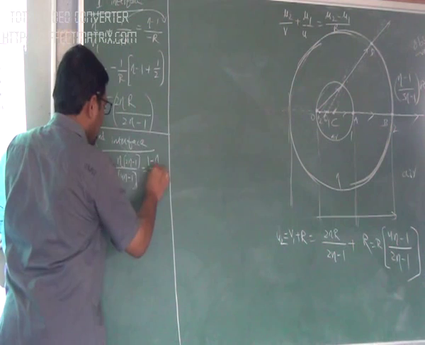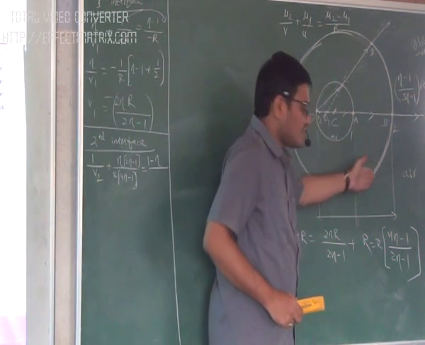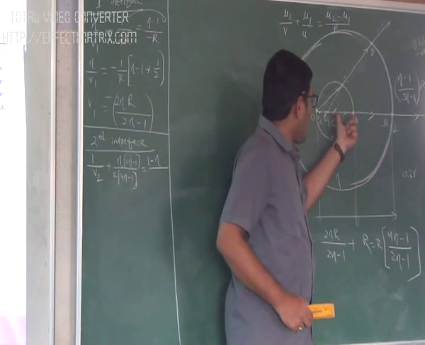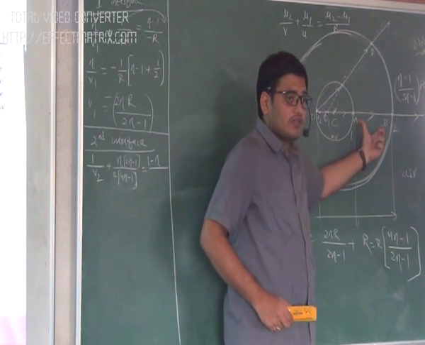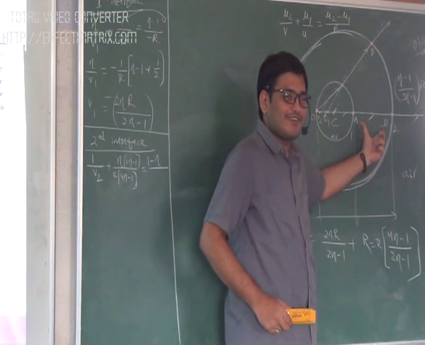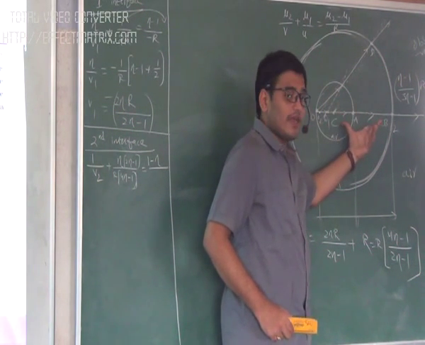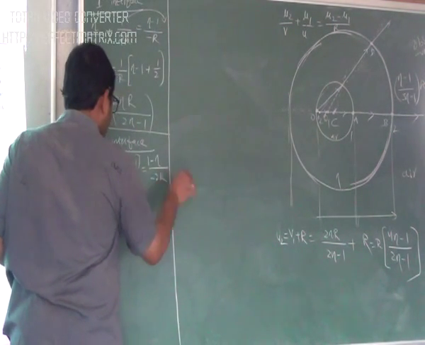Mu2 minus mu1 is 1 minus neta, times what is the radius of curvature of this? From the center to this is R plus R, 2R. So is the radius of curvature positive or negative? Negative, because this is real space and this is virtual space. 2R is lying in virtual space, so I will take minus 2R.